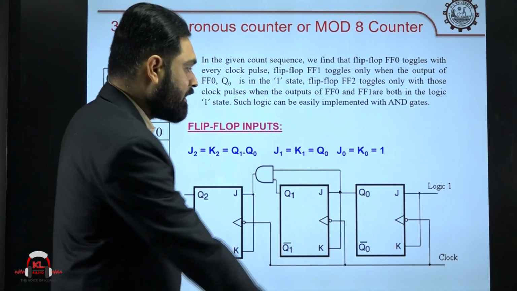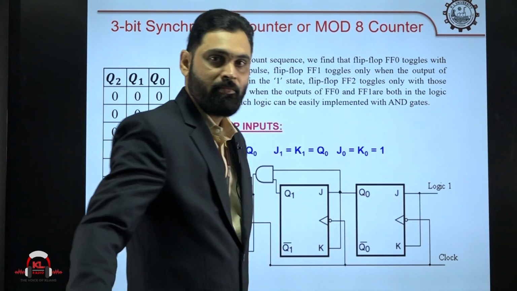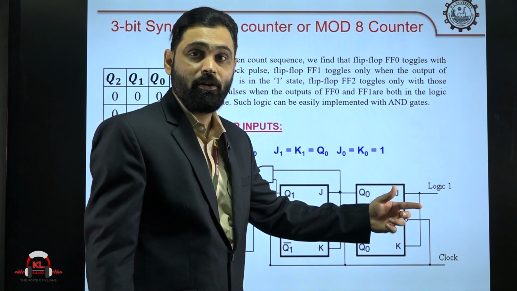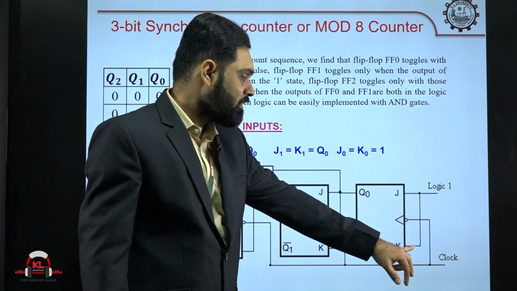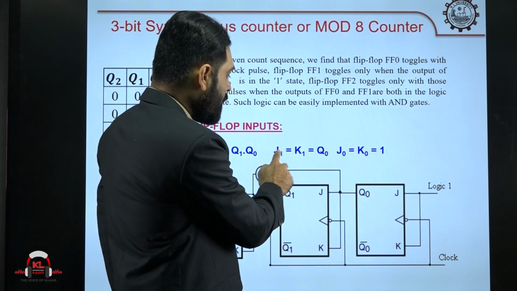So, that is why J0, K0, these two are connected to logic 1. I told that these two are connected to logic 1. Why? Because after solving we got J0, K0 equal to 1. That is why J0, K0 are connected to logic 1. What about J1, K1?